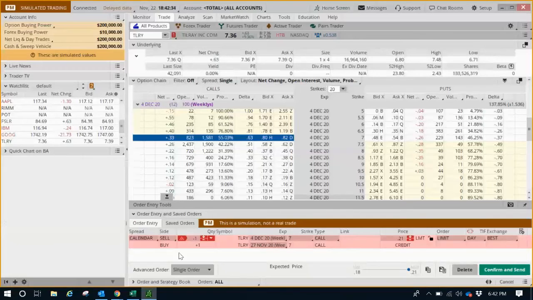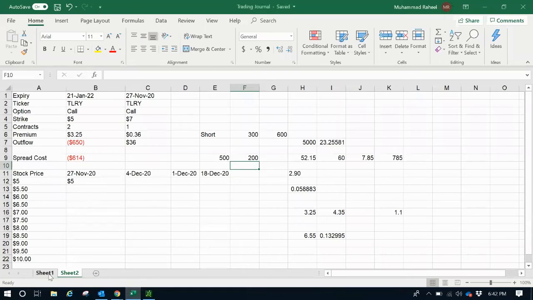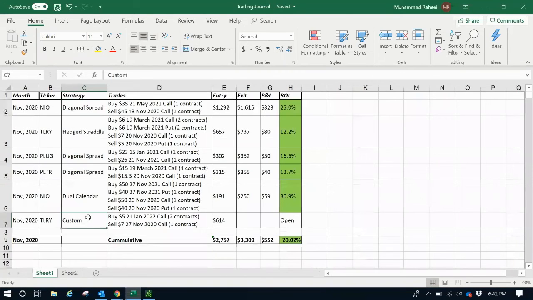So yeah, we'll keep doing this. There are different types of trades. This particular one is a custom one. I will keep subtracting the credits I receive from here every week, and then someday we will see an exit, and then we'll calculate the P&L.